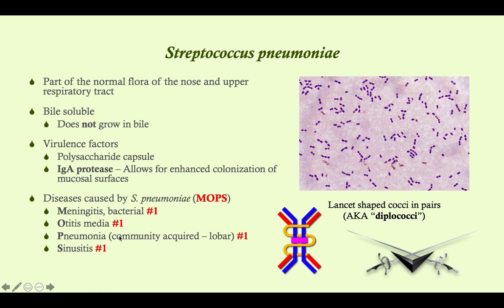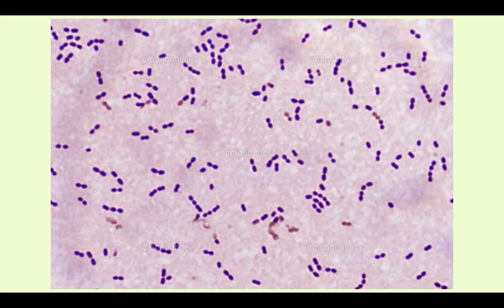P for pneumonia, bacterial pneumonia, in particular here the community-acquired pneumonia. Strep pneumoniae will cause a lobar pneumonia, and that stands in contrast to things like mycoplasma pneumonia, for instance. And then sinusitis, number 1 cause of bacterial sinusitis.